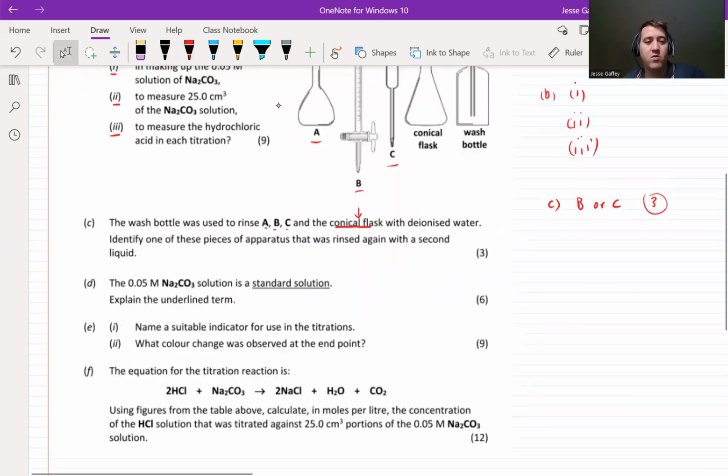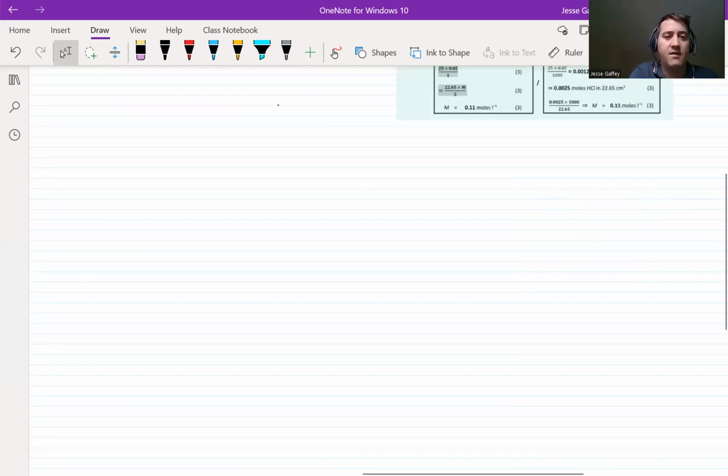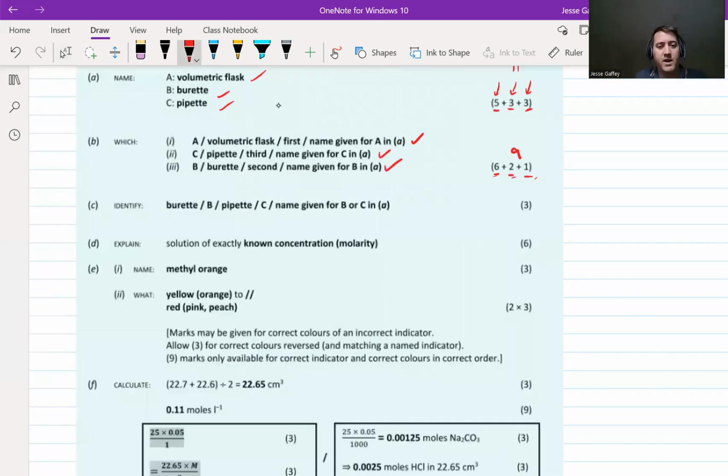Good. Next one, the 0.05 molar Na2CO3 solution is a standard solution. And I'm seeing that this is underlined, standard solution. D, explain the underlined term. So what does standard solution mean? So pause the video and write down your definition of a standard solution. Again, this is a very common definition in this section, so you should know this. So what is a standard solution? What do we have to have here as part of our answer? A standard solution is a solution whose concentration we know.